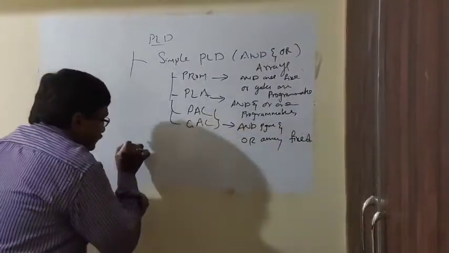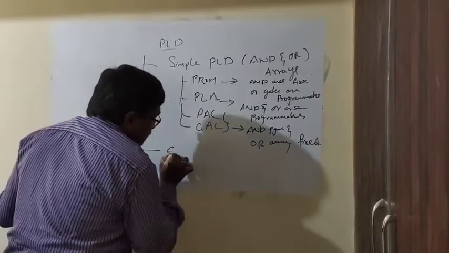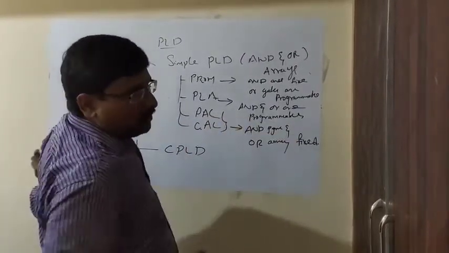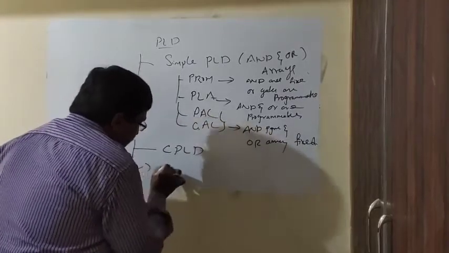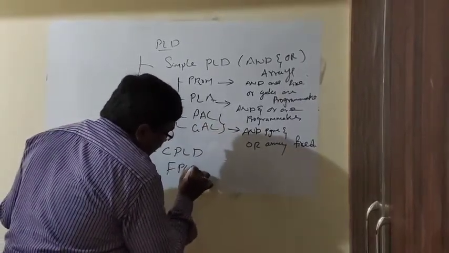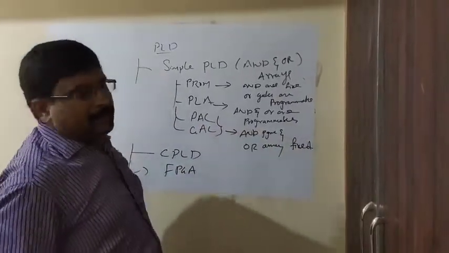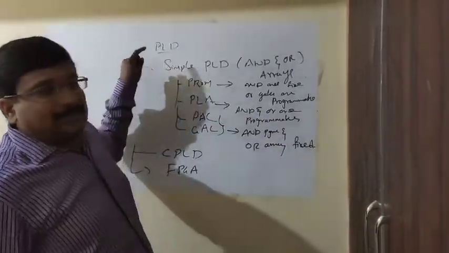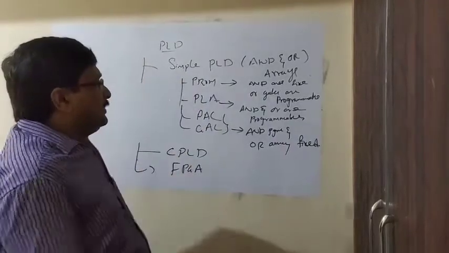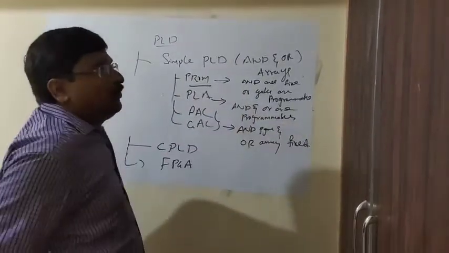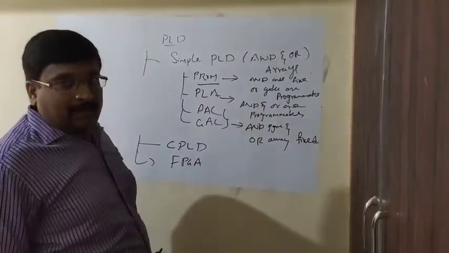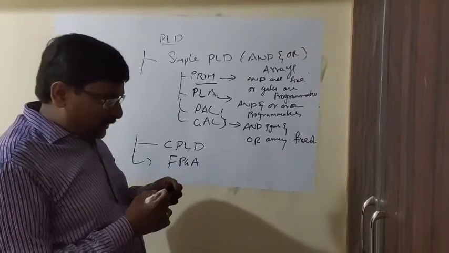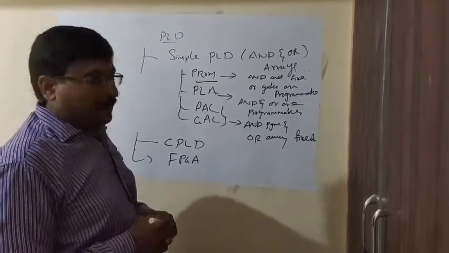Again, it is classified into another type, the CPLD, complex programmable logic device, and another one is FPGA, field programmable gate array. These are the various types of programmable logic devices. Among them, we will discuss how the PROM is designed using gates and how it is coded using Verilog.